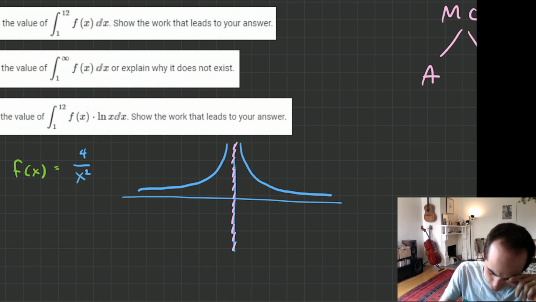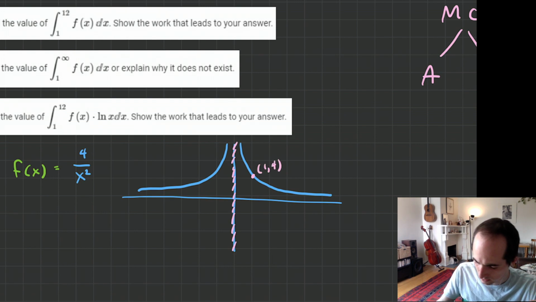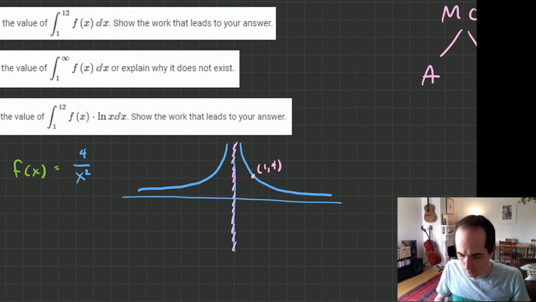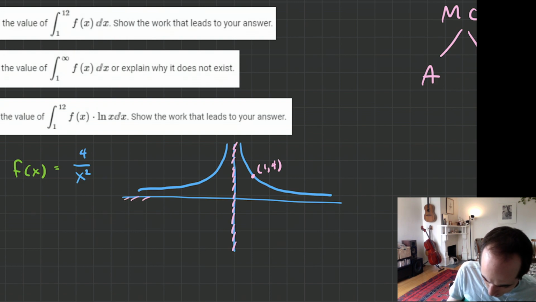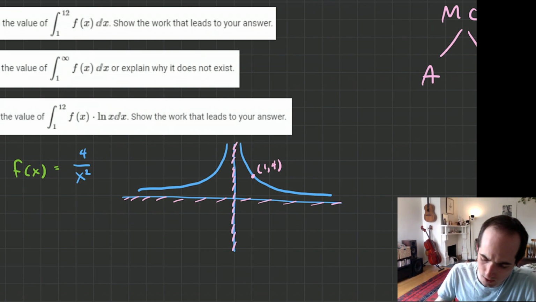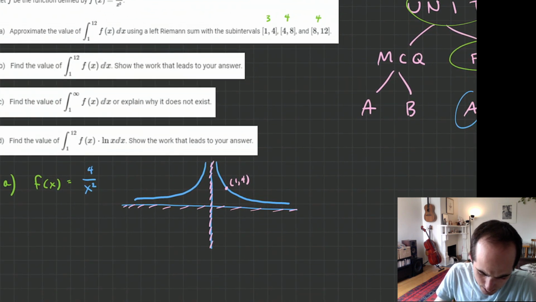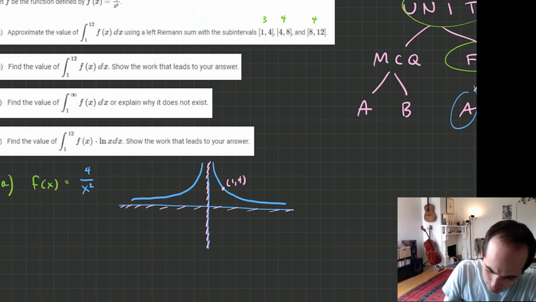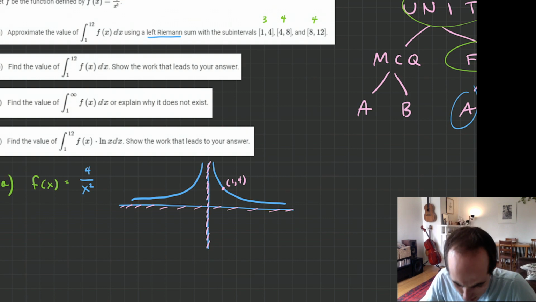Yes, so you got a stretch factor. So this would be like the point, when x is equal to 1, then y would be equal to 4. So this is the point 1, 4, etc. Okay, so that's the general shape of our function. I guess you could say that we have a horizontal asymptote at 0 as well, if you really wanted to go there. That's not really what we're asked to do, though. We are asked to approximate the integral using Riemann sums. In fact, left Riemann sums with these subintervals.